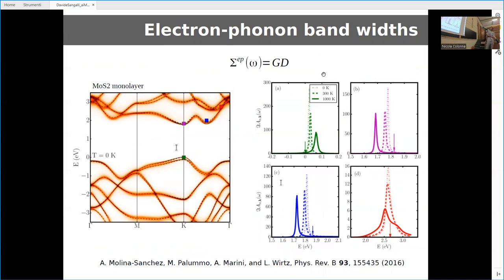You see that, for example, at the top of the valence band, the width is very small, and also pretty small at the bottom of the conduction band, although a bit bigger because there is this other valley nearby. While instead, when you move, let's say, in a region where you have a high density of states, the line width becomes bigger. So this is at zero K, and you see these plotted with the dot-dash lines are the spectral functions at these selected points at 0 K. And then you see what happens when you increase the temperature. So with the electron-phonon self-energy, you have the change of the spectral function and then also the change of the line width as a function of the temperature.